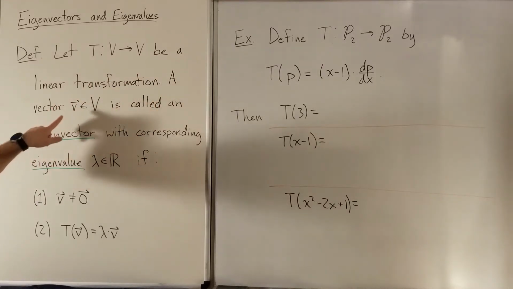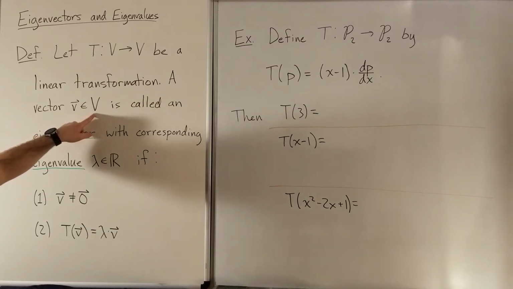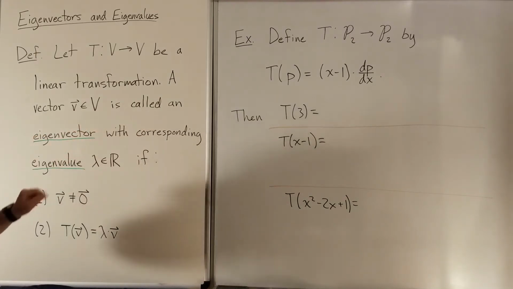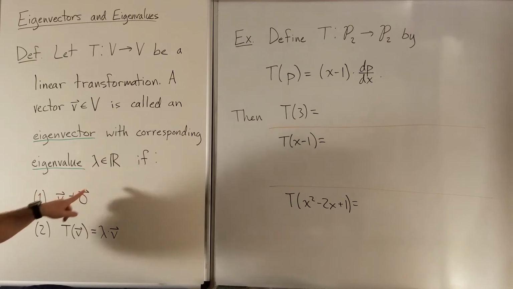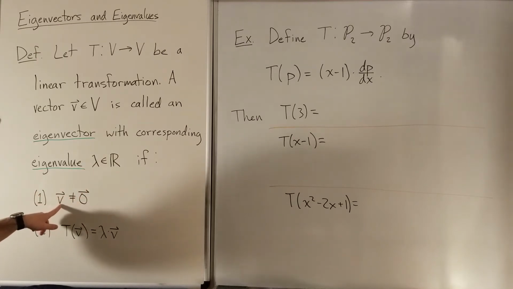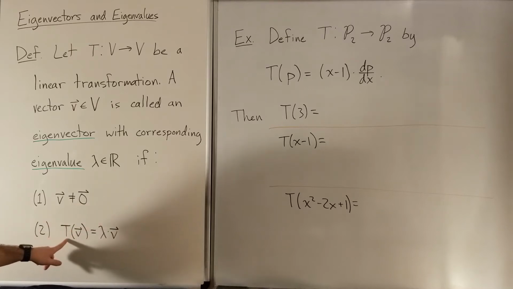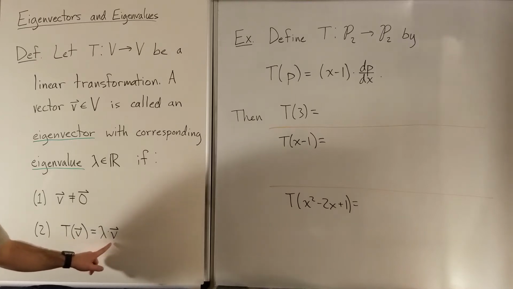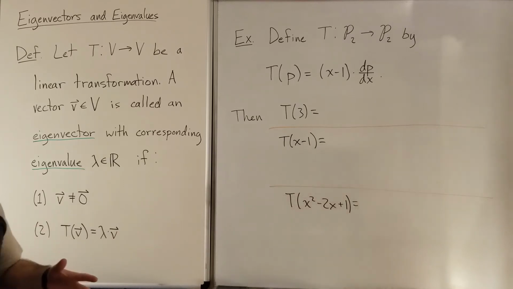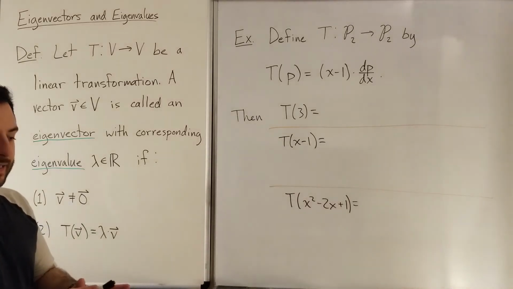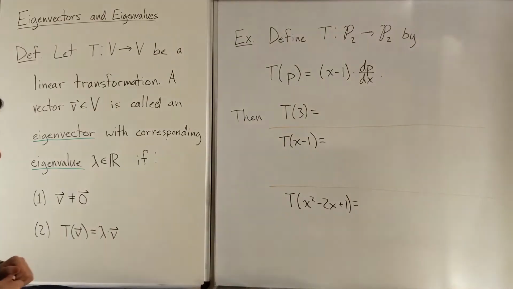We say a vector v in the vector space that we're looking at is called an eigenvector with corresponding eigenvalue lambda if the vector is not zero, so the vector is not allowed to be zero, and the main equation that we want to have satisfied is that applying T to the vector is the same as scaling the vector by lambda. So T specifically, when applied to the vector v, acts like it's just scaling it out. Okay.